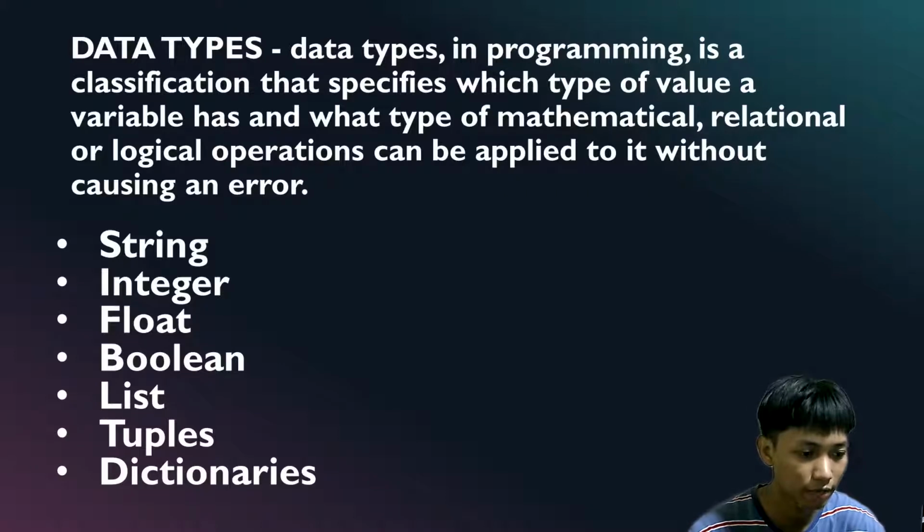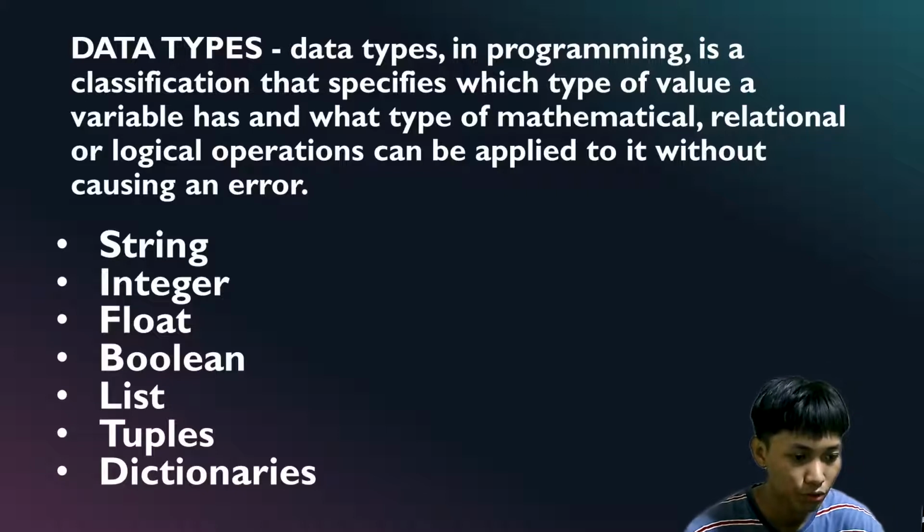Next we have list. The list is the most versatile data type available in Python, which can be written as a list of comma-separated values, items, between square brackets. The important thing about a list is that items in a list need not be of the same type. Creating a list is as simple as putting different comma-separated values between square brackets.